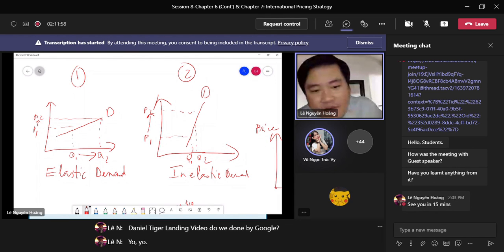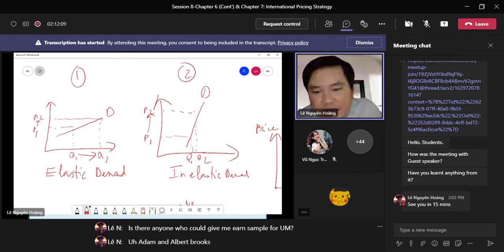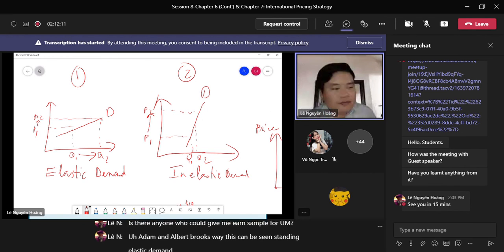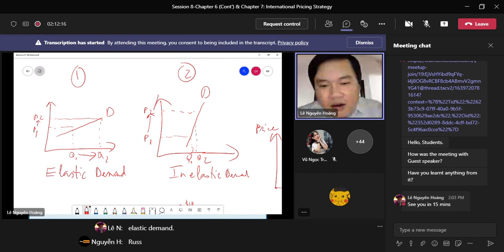I'm going to give one bonus point for any correct answer. Is there anyone who can give me an example for a demand operator which can be seen as inelastic demand? Ross. Congratulations. Excellent. Ross.